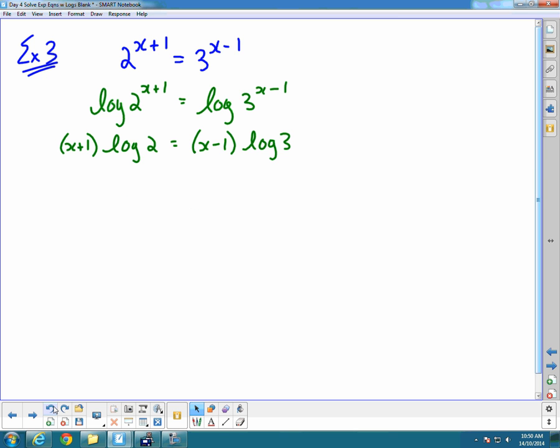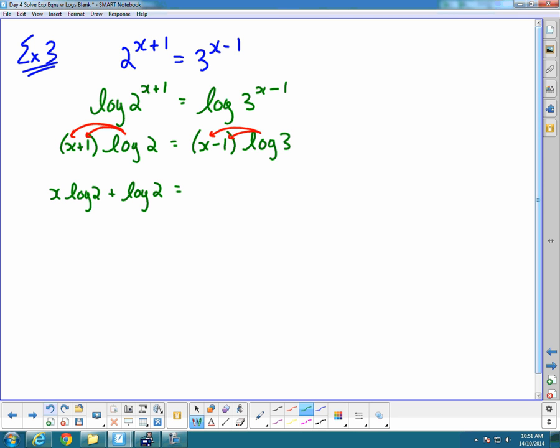So the way we do this is we're going to rainbow this log 2 in. Remember, log 2 is just a number, so it can be rainbowed in here and here and here and here. Okay? So we'll rainbow it in. So x times log 2, I'm just going to go x log 2. And then log 2 times 1 is just plus log 2.